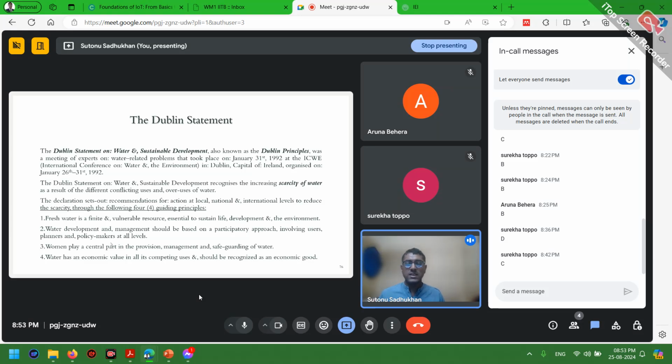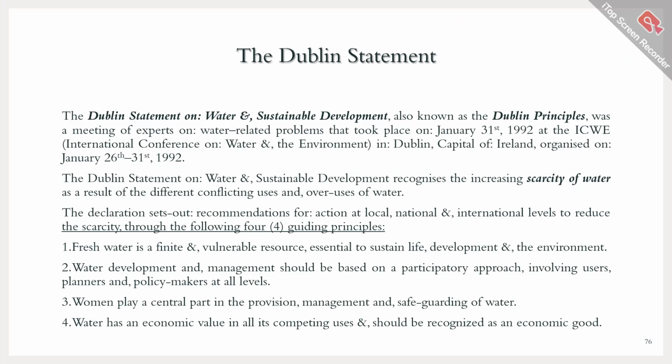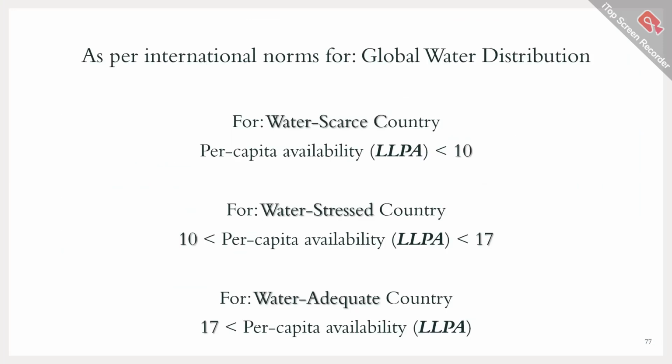So that's why water must be recognized as an economic good. But yes, it should be distributed keeping the service nature of the water in mind, not entirely as a profit making commodity. Now, as per the international norms for global water distribution, for a water scarce country, the per capita availability of water must be less than 10 LLPA. For a water stressed country, the per capita availability of water should be between 10 to 17 LLPA. And for a water adequate country, the per capita availability of water should be more than 17 LLPA.